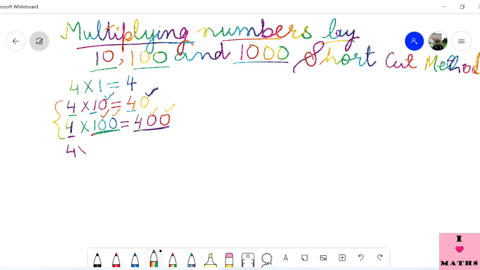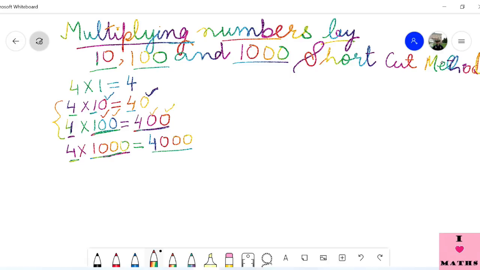Okay, similarly 4 into 1000. Now again 4 ones is 4. There are 3 zeros in 1000, so 3 zeros will come at the back. So 4 into 1000 is 4000.